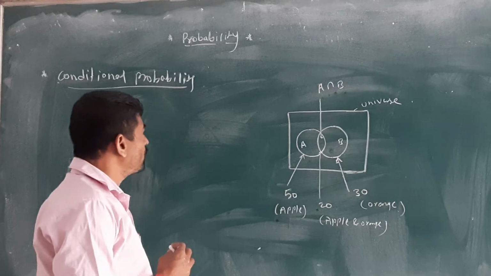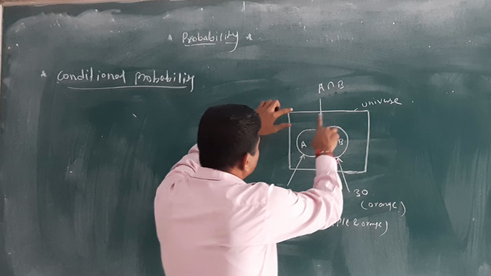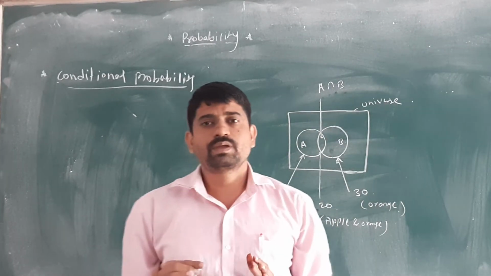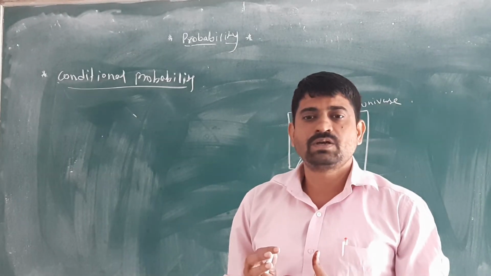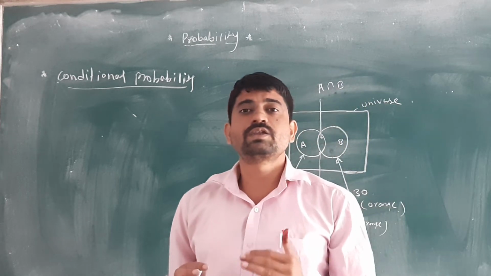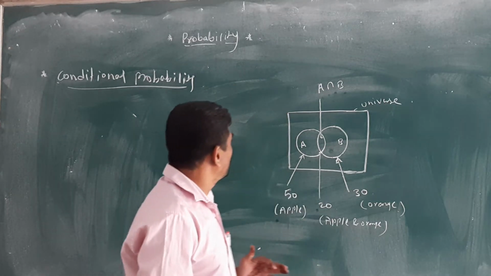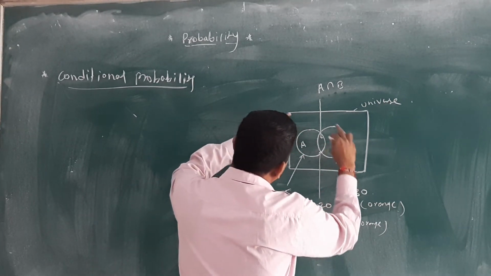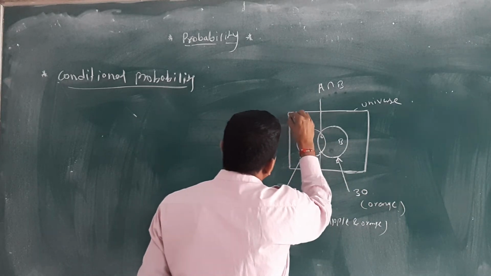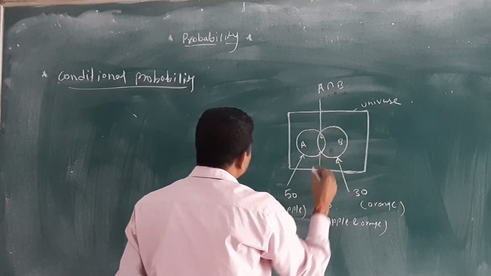Then how do we calculate the probability of A? For the probability of A, we consider this whole area as the universe. If you apply a condition, then you will get a new sample space. When you apply the condition, you can reduce that universe and you will get only this area.